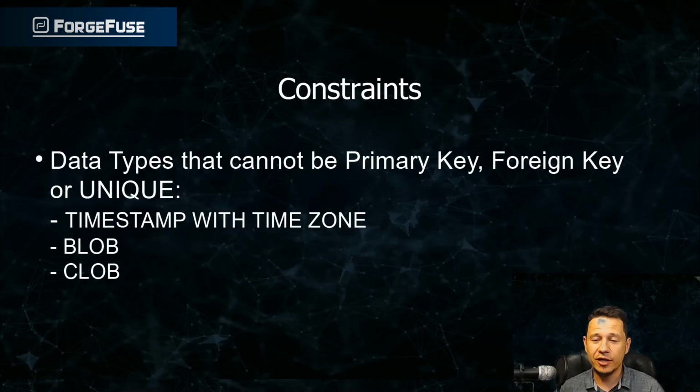If we try to create a primary key constraint or foreign key or unique constraint on timestamp with time zone columns, blob, or clob columns, this is going to fail. This cannot function. Again, please do check the materials provided.